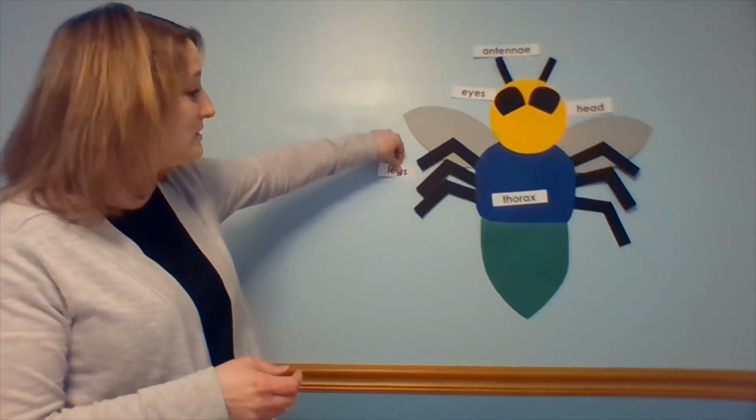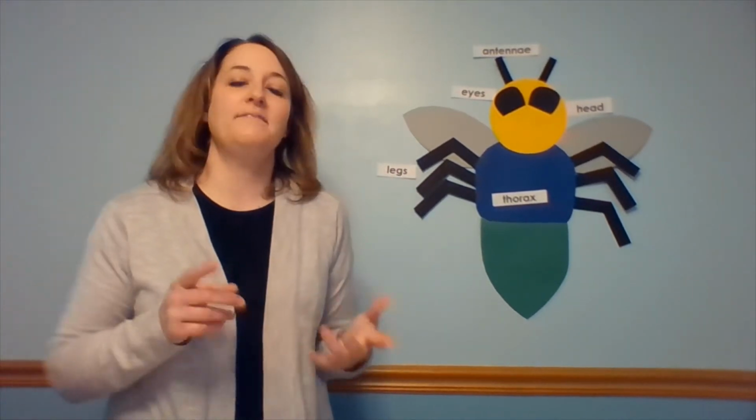So all insects have 6 legs, and that's an easy way to tell the difference between a bug that's an insect and a bug that's not. If the bug has more than 6 legs, it's not an insect.